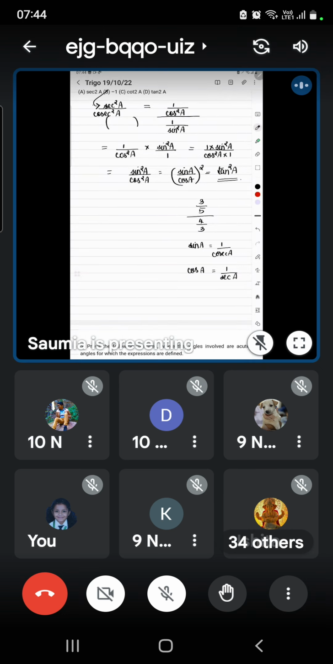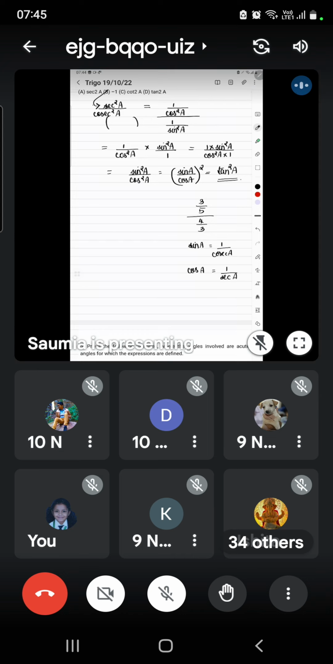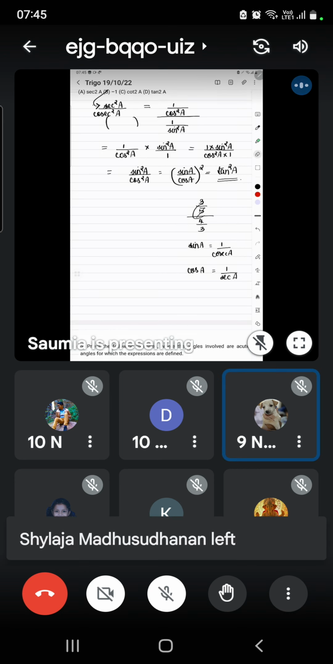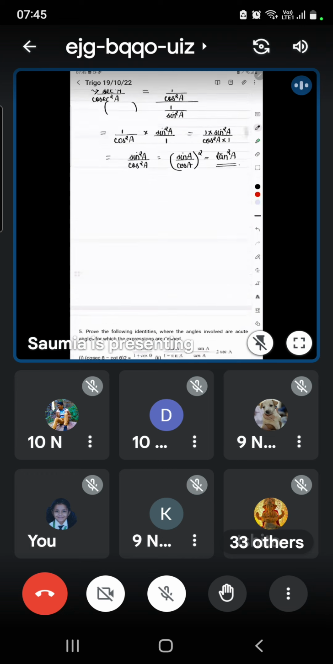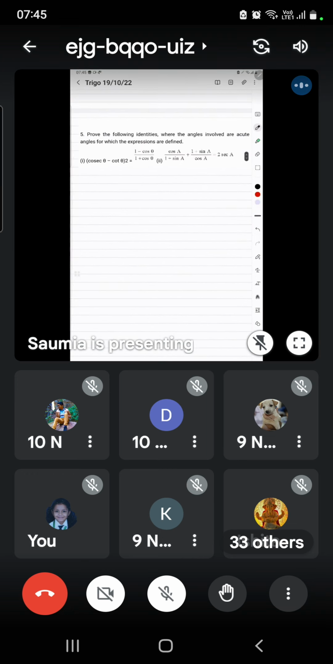So that's what I did. When I got sec A, I wrote it as 1 by cos A. But it was square, so I wrote 1 by cos square A. Same way, when I saw cosec square A, I wrote it as 1 by sin square A. Clear? Okay. You should remember the reciprocal identities, all those things. You should never forget. Only then the exercises will become easier. I think we can go to the next one.